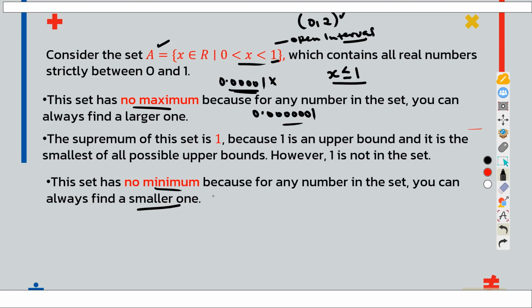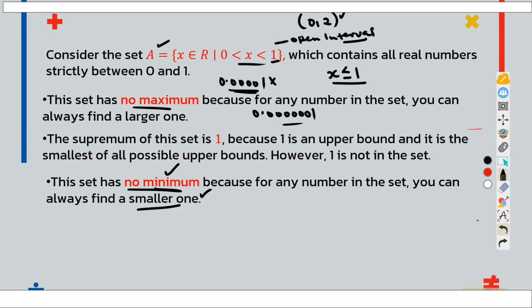And for that case, we cannot say this is a minimum. We cannot say 0 is a minimum because, first of all, 0 is not part of the set, so it is already out. But whichever other number you think about, there will always be a smaller number. So we cannot say this set has a minimum. The set has no minimum.